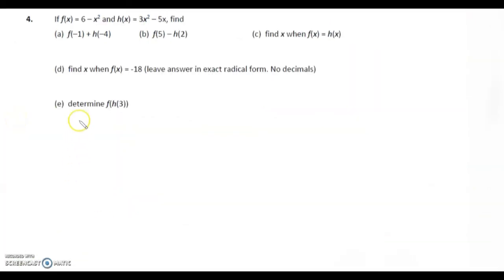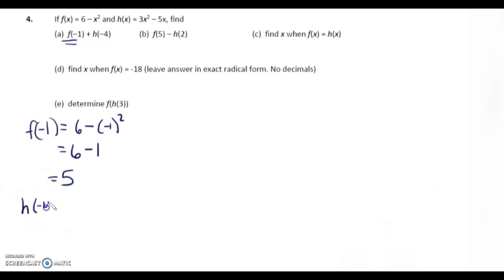Okay, number 4, if f at x equals 6 minus x squared and h at x equals 3x squared minus 5x, then A, find f at negative 1 plus h at negative 4. So all you want to do is break these down. So let's do f at negative 1 first, which is 6 minus negative 1 squared. So 6 minus, well, negative 1 squared is just 1, so I get 5.